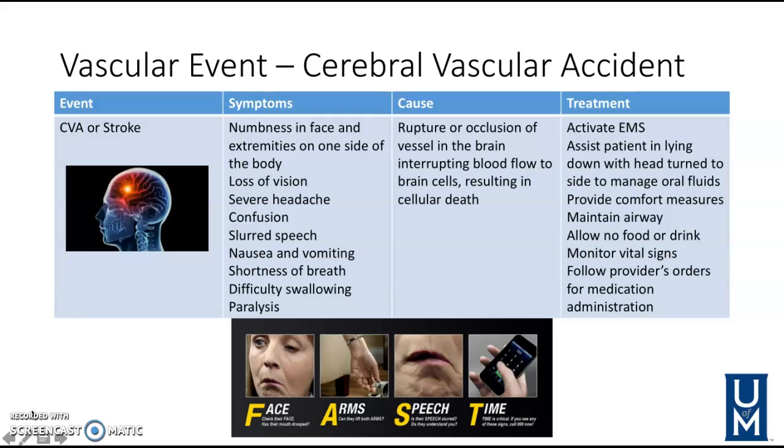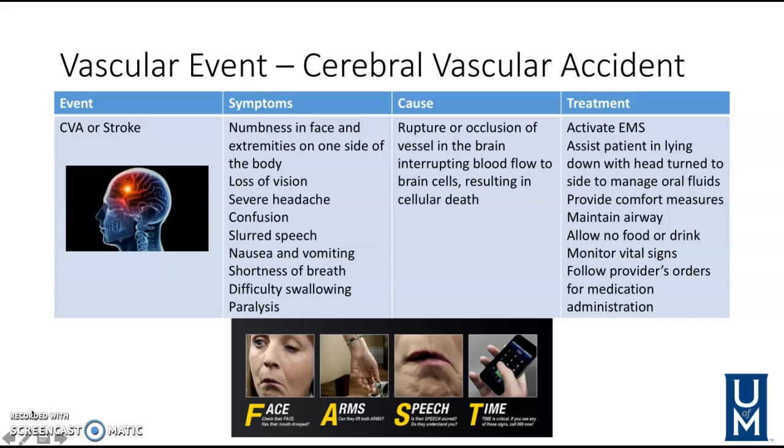So if any patients come in with these kind of symptoms, they need to be rushed to an emergency room immediately, because with symptoms of a CVA or a stroke, if they're not treated within 3.5 hours, they are unable to get the treatment drug that we can give for strokes. So it's so important for these to be treated immediately.